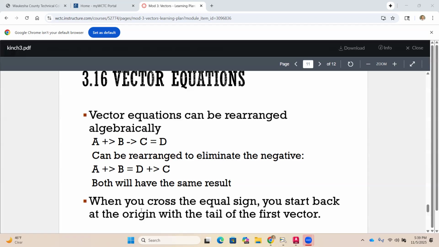So there's just a note down here: when we cross the equal sign and we arrange our vectors on one side and the other, every time we cross that equal sign, we need to start back at the origin. So for instance, if I exhaust arranging my vectors A and B here on the left-hand side, and when I cross the equal sign, that means that D's tail has to be positioned at the intersection of that origin again. Okay, so you start back there whenever you cross the equal sign.